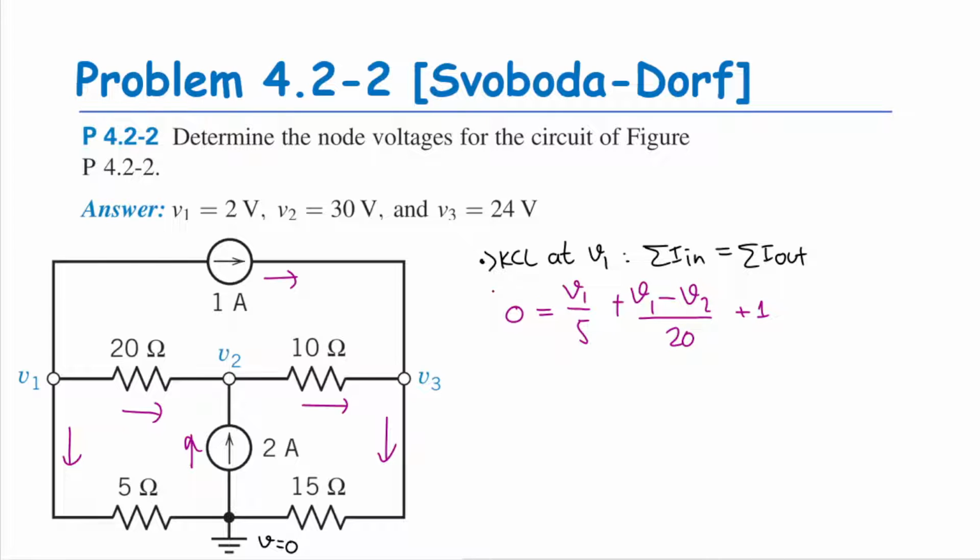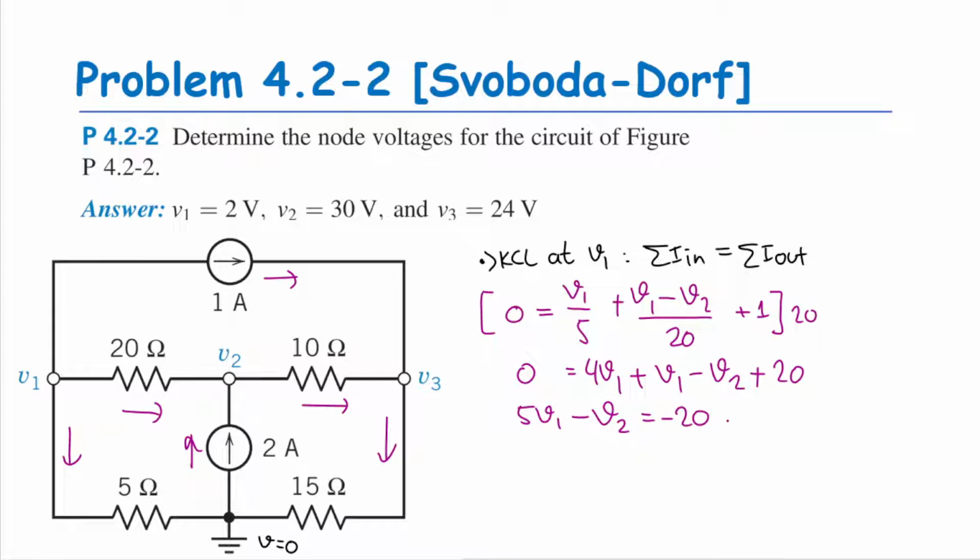Okay, let's multiply both sides by 20 to cancel all the denominators. So we will have 0 here, and then for V1, plus V1 minus V2, and then plus 20. Okay, so we will have 5V1 minus V2, and then that will equal minus 20. Okay, maybe let's save this as equation number 1.